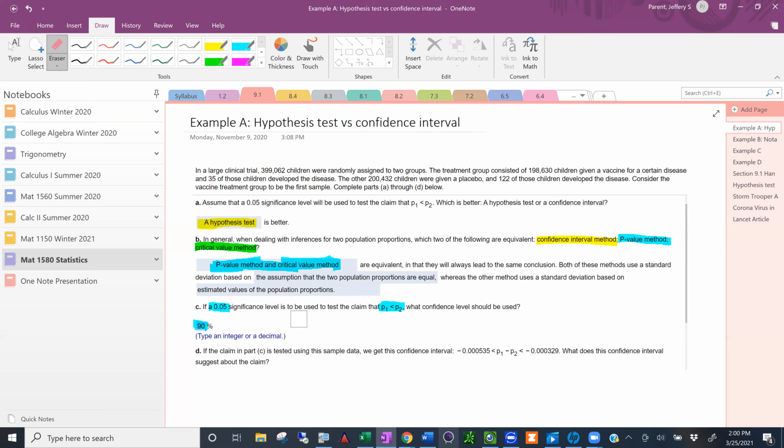If a 5% significance level is used to test a claim that P is less than alpha, what confidence level should be used?